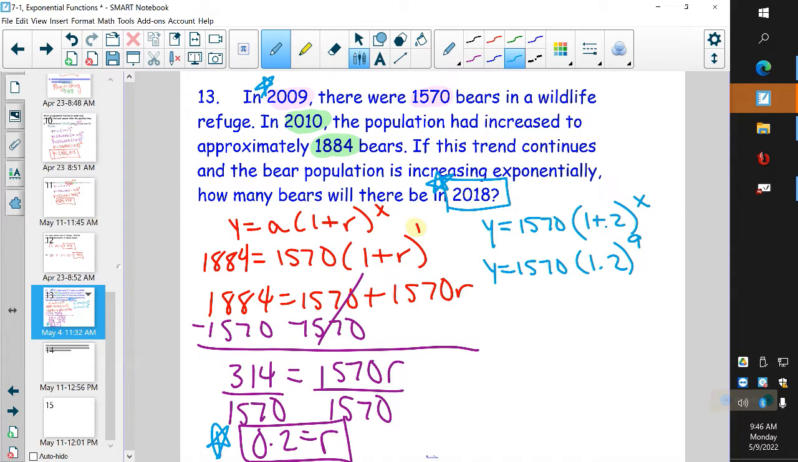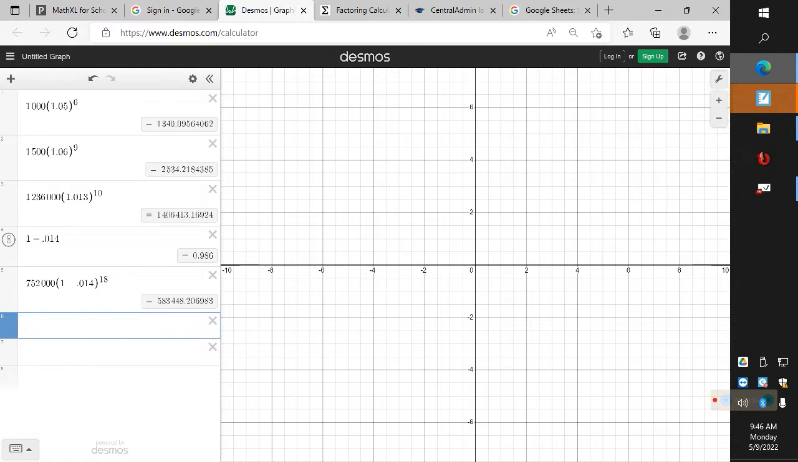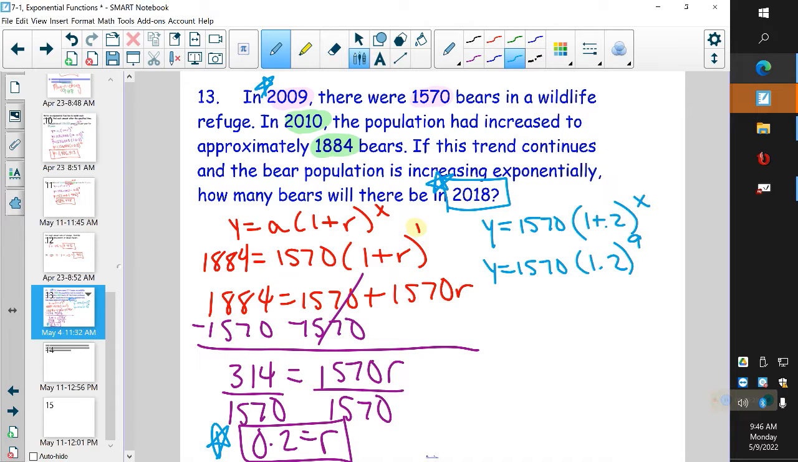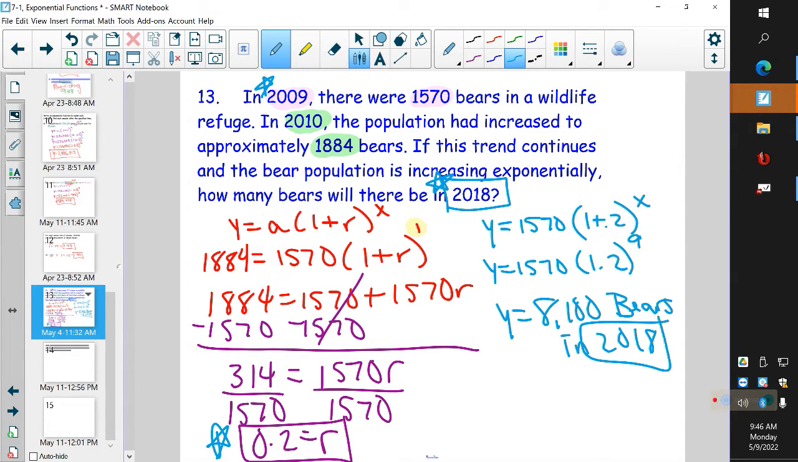So whenever we plug this in to Desmos, what you are going to have is 1570, parenthesis, 1.2, parenthesis, raised to the 9th power. And it's going to give you that you have 8,100 bears in 2018. So you are going to have 8,100 bears in 2018. And that was a little bit harder because we had to find the rate first. And all I did is I went ahead and I put the information that we knew that happened between 2009 to 2010, and that gave us our rate first.